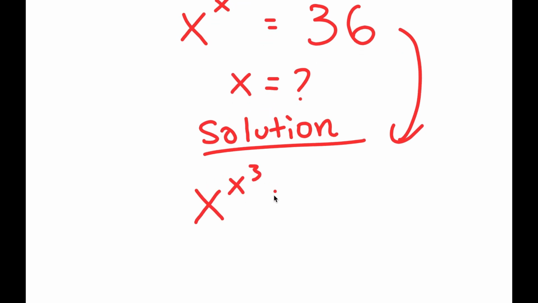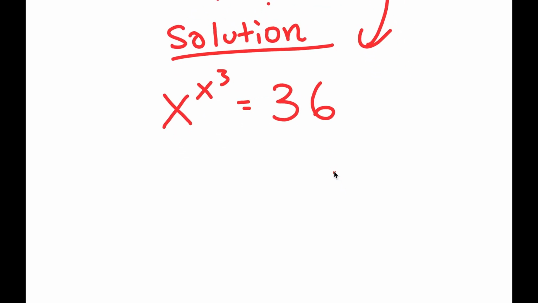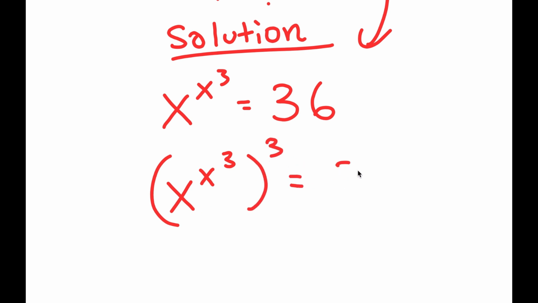x to the power of x to the power of 3 is equal to 36. Now, my first step into solving this problem is I'm going to take the power of 3 on both sides. And you'll see why I did this in a minute, but I get x to the power of x to the power of 3 to the power of 3 is equal to 36 to the power of 3.